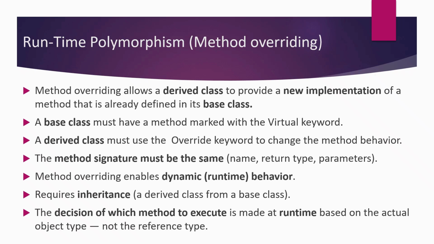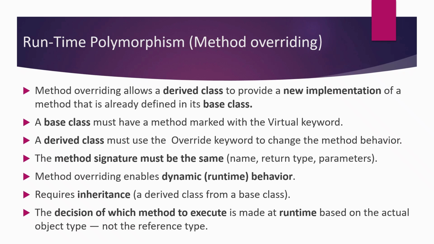Method overriding. Method overriding allows a derived class to provide a new implementation of a method that is already defined in its base class. A base class must have a method marked with the virtual keyword. A derived class must use the override keyword to change the method behavior. The method signature must be the same: name, return type, parameters.